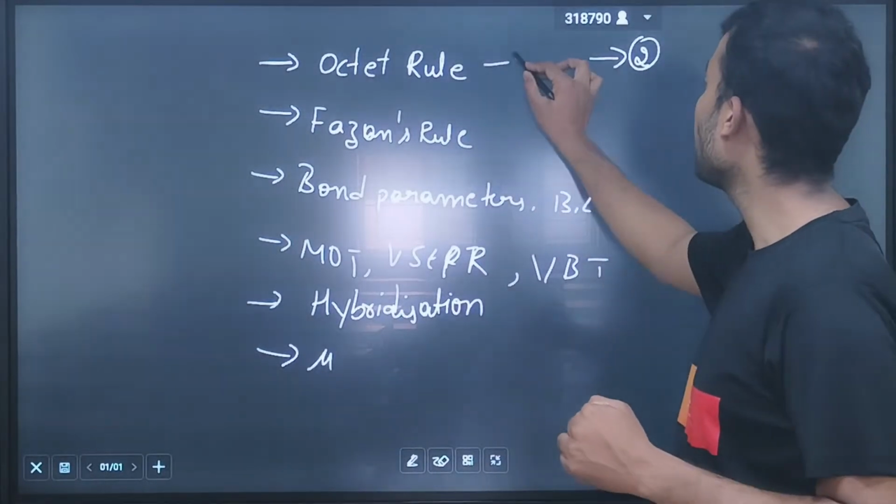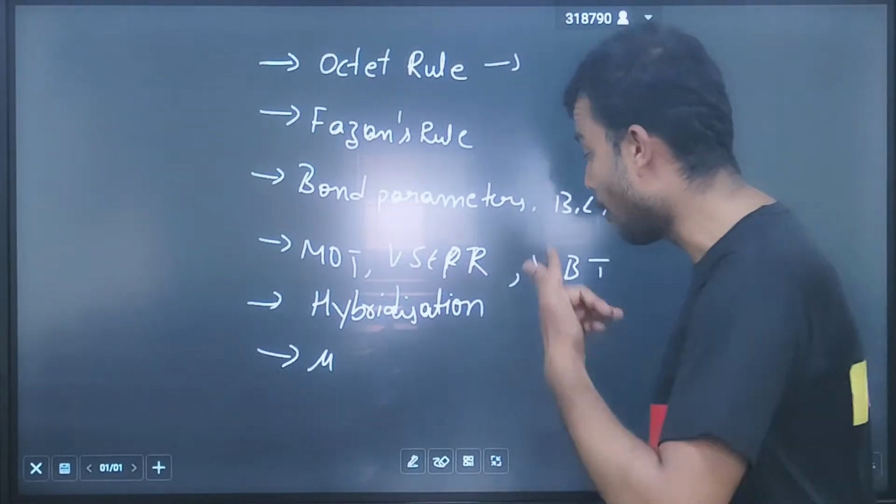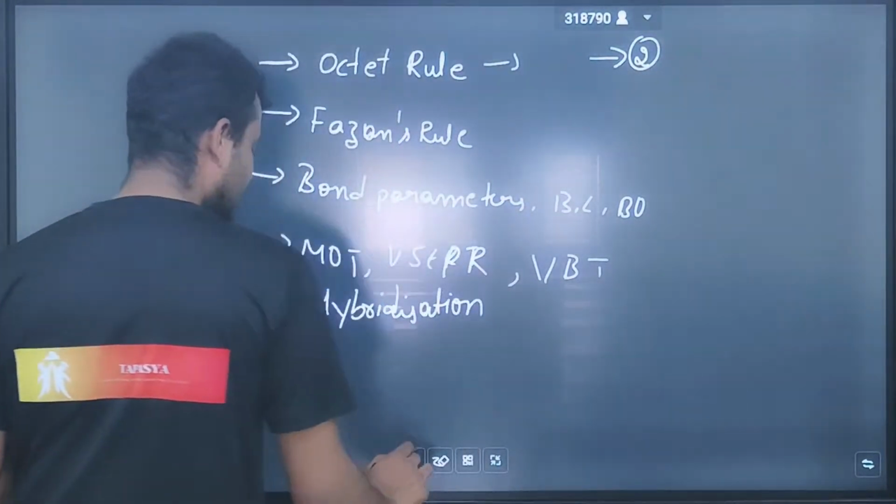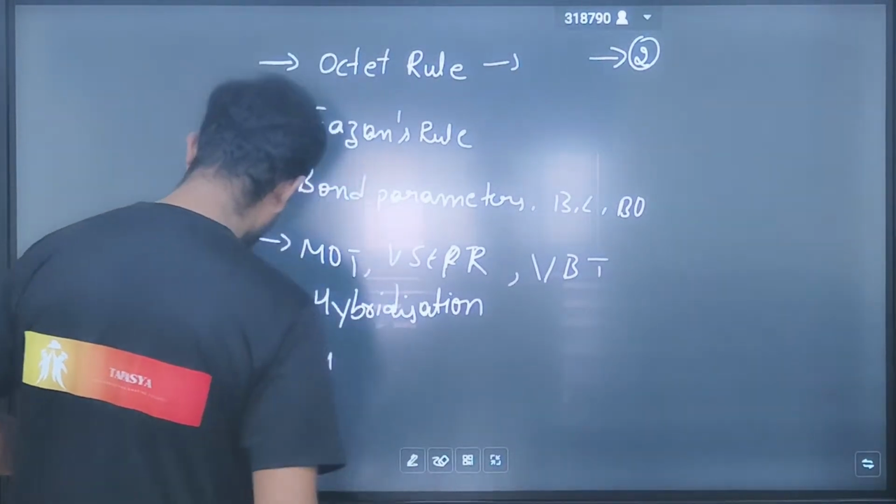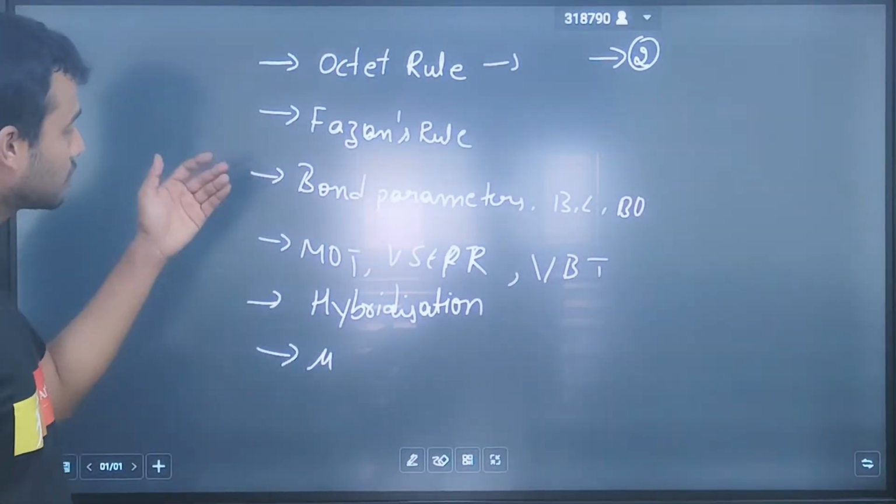Let's start with chemical bonding and its types. Let's start with the basic one. My dear students, I hope these points are clear. These points are very important.